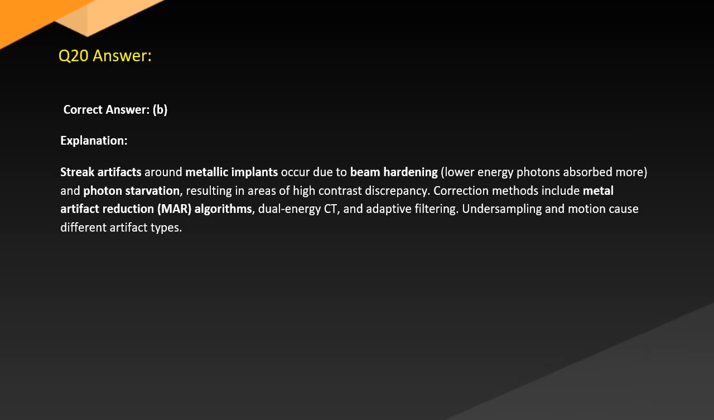Answer. Correct answer B. Explanation. Streak artifacts around metallic implants occur due to beam hardening. Lower energy photons are absorbed more, and with photon starvation, this results in areas of high contrast discrepancy. Correction methods include metal artifact reduction (MAR) algorithms, dual energy CT, and adaptive filtering. Undersampling and motion cause different artifact types.